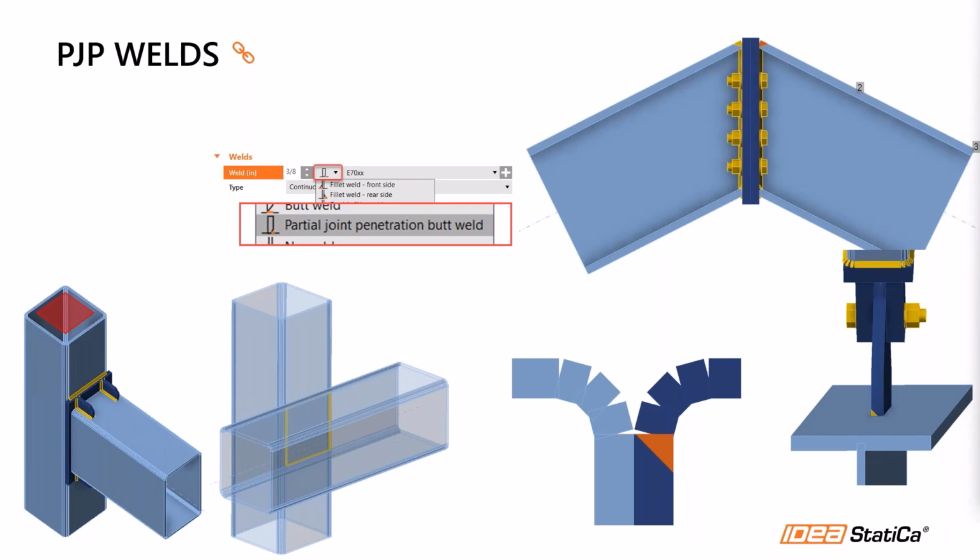As you may know, in IDEA StatiCa we have always offered either fillet welds or CJP welds as the only welding options. But now with this new version 24 release, we are able to add PJP into the family of welds that we have available for the users.